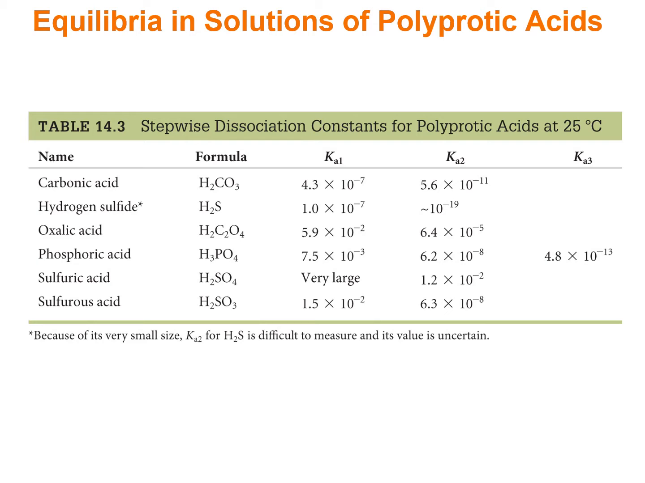And sulfuric acid, that's a strong acid, so the first Ka is so large that you can't bother quantifying it. It's probably up in the 10 to the 30s or something like that.